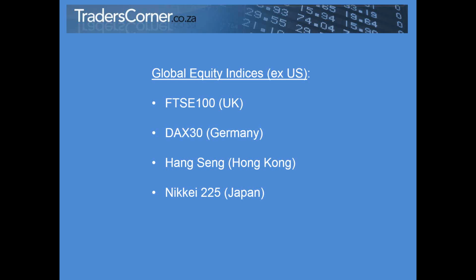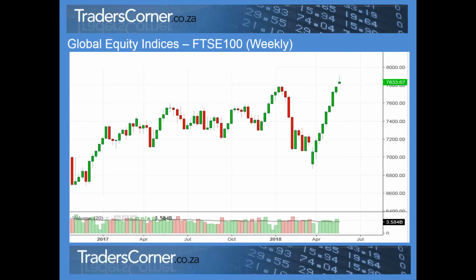Let's now look at some other global equity indices. We look at the FTSE, the DAX, the Hang Seng, and the Nikkei. So here we've got our FTSE 100 index. This market has been remarkably strong over the last month, and well, over the last 2 months really. This is a weekly chart, so each candlestick pattern here represents 1 week worth of trading activity.